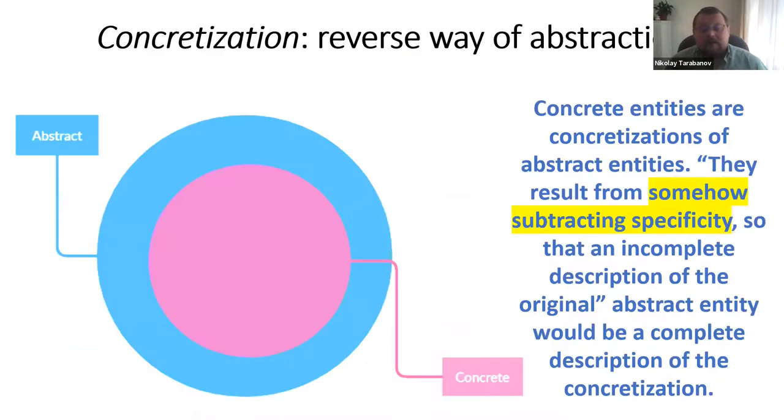We even could formulate a reverse way of abstraction, let's call it concretization, according to which concrete entities are concretizations of abstract entities, and they result from somehow abstracting specificity, so that an incomplete description of the original abstract entity would be a complete description of the concretization.